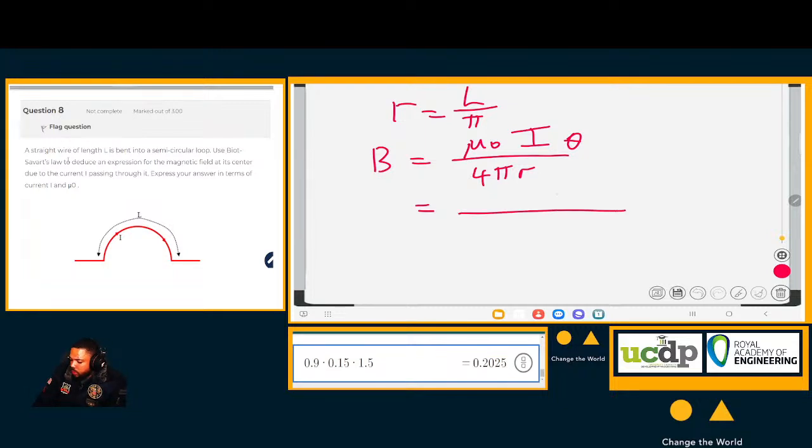Now we know that mu naught, the same. The current in this case is I, but its angle goes from 0 to pi. So the angle is just pi for a semicircle. It doesn't go a full 360, it just goes from 0 to pi. So the angle theta is pi. Here we have 4 pi times the radius, which we've established is L over pi.